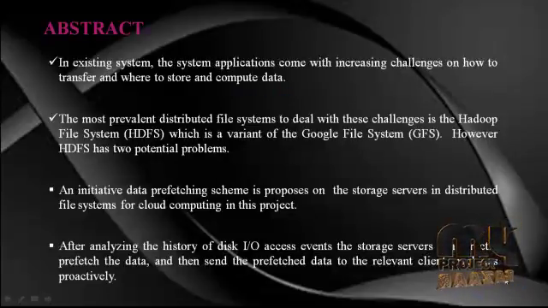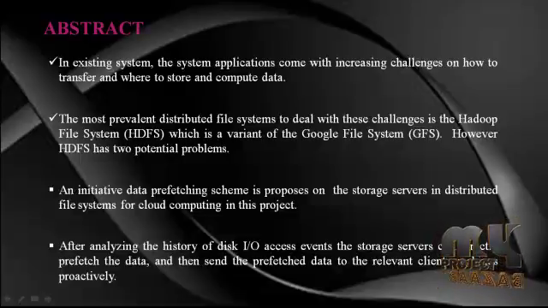Now let me discuss the abstract of our process. In the existing system, applications come with increasing challenges on how to transfer, where to transfer, and compute data. The most prevalent distributed file system to deal with these challenges is the Hadoop file system, called HDFS, which is a variant of the Google file system. However, HDFS has two potential problems. An initiative data prefetching scheme is proposed on the storage servers in distributed file systems for cloud computing in this project. After analyzing the history of disk input-output access events, the storage servers can correctly prefetch the data and then send the prefetched data to the relevant client machines proactively.